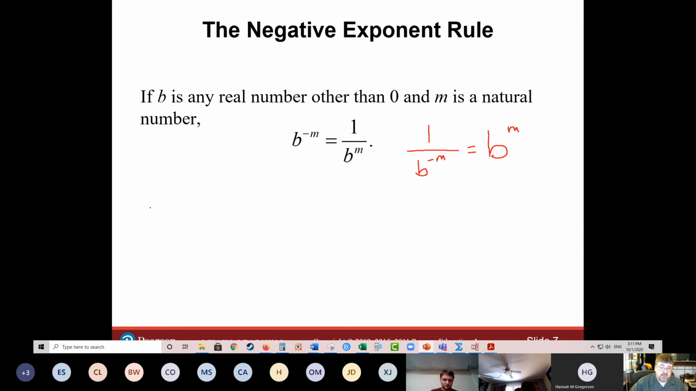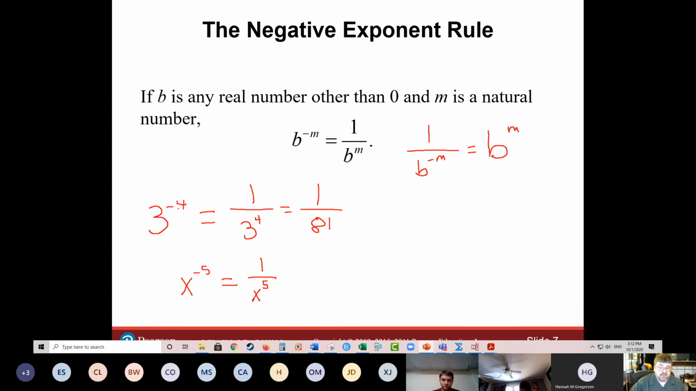For example, if you were doing some work and you got your final answer as 3 to the negative 4, you would say that is actually 1 over 3 to the 4th power. And 3 to the 4th power is 81. So my answer here is going to be 1 over 81. If you had a variable and you had x to the negative 5, your answer would be 1 over x to the positive 5.